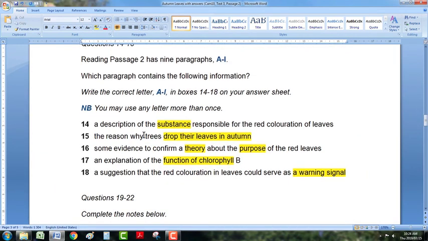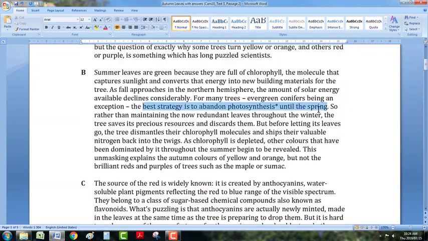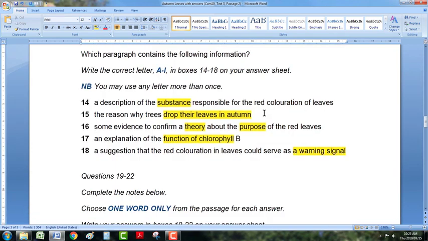So we just want to see, why do the trees drop their leaves? It's to abandon photosynthesis. So rather than keeping the leaves that it doesn't need, redundant means you don't need it, throughout the winter, the tree saves its resources and drops the leaves. So that's why it drops the leaves, because there's not much energy available. So it wants to abandon photosynthesis. You didn't really have to understand too much, but if you saw autumn over there and you saw discards the leaves, letting the leaves go, drop the leaves, that's enough. Right, so that's 2 from B, so they won't take 3 from B, so we can move on.